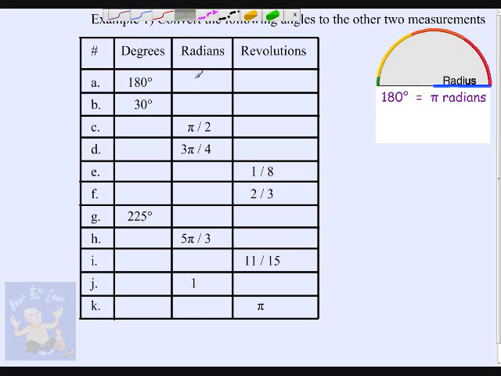I'll do my answers in green. 180 degrees is the same as pi radians, and how many revolutions around a circle is that? Yes. 30 degrees. Well, let's see. If we said 180 divided by 30, that would go in 6 times. So 30 degrees is 1/6 of pi. So we're going to say pi over 6.